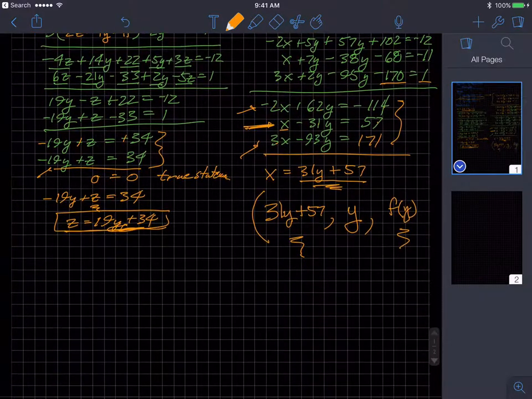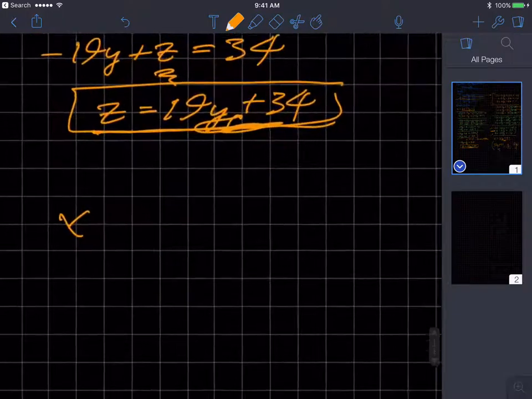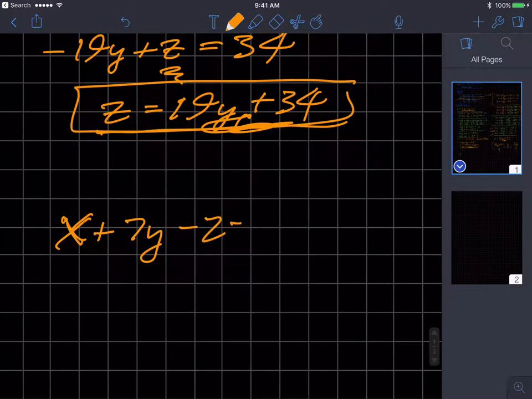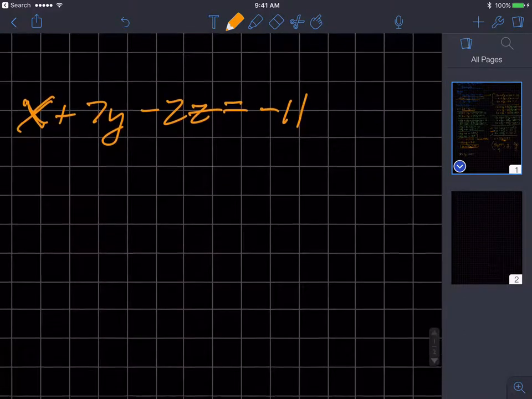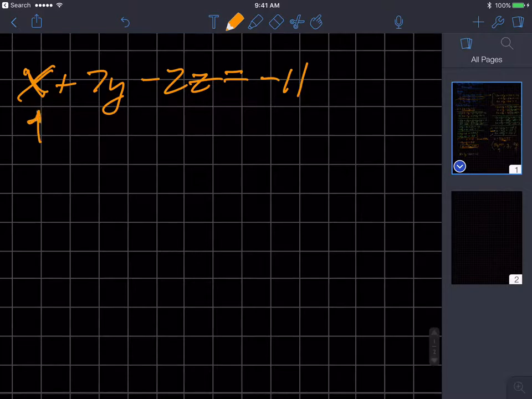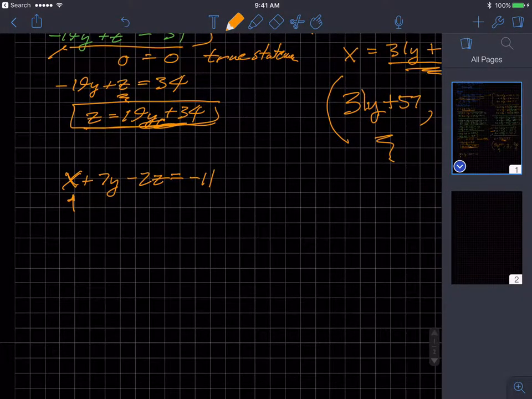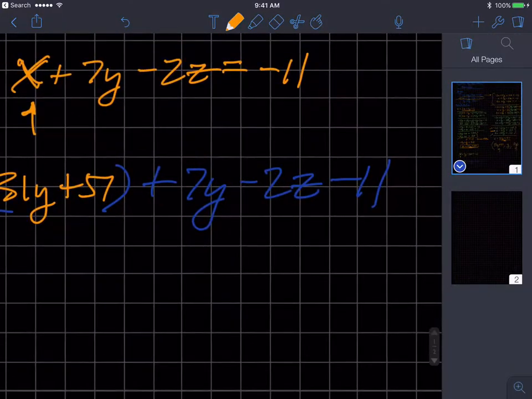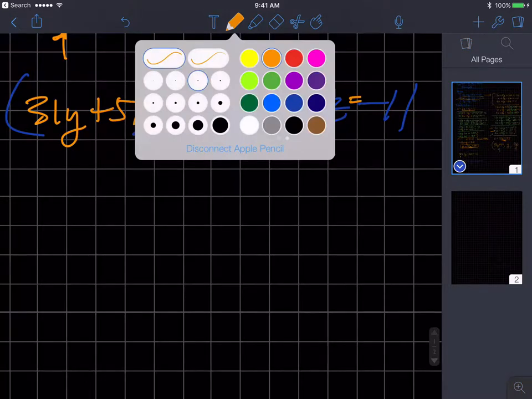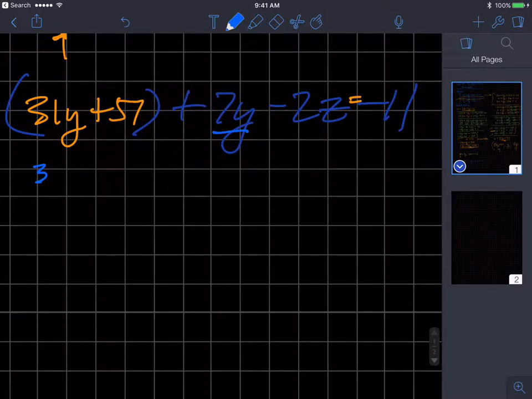x plus 7y minus 2z equals, let's go back to that, negative 11. Negative 11. And what I'm going to do is, for x, I'm going to substitute that expression I had, 31y plus 57. So, plus 7y minus 2z minus 11, and that's going to be 31y plus 57, okay? And why do I have that? I have this messed up. This is equals, okay? And when I'm done with that, I get 31y plus 7y is 38y.